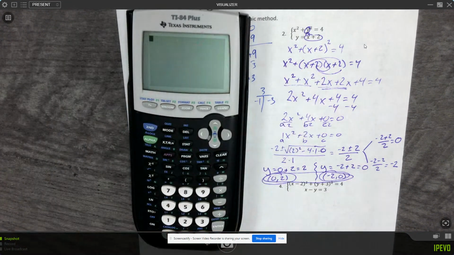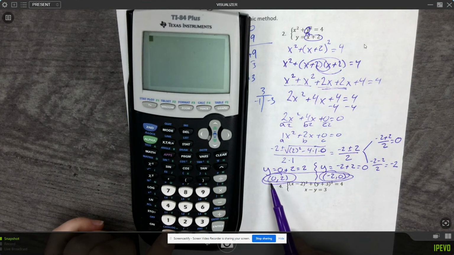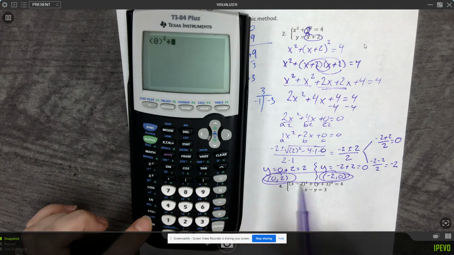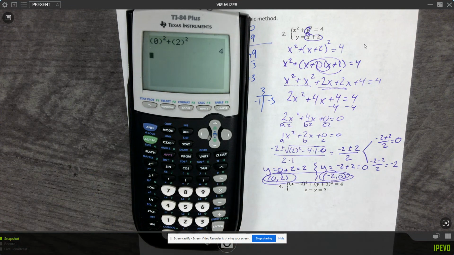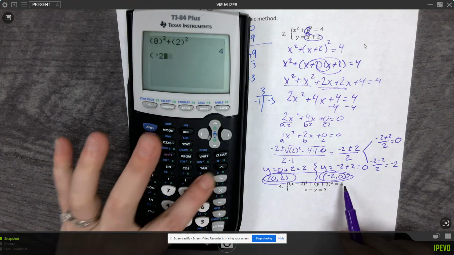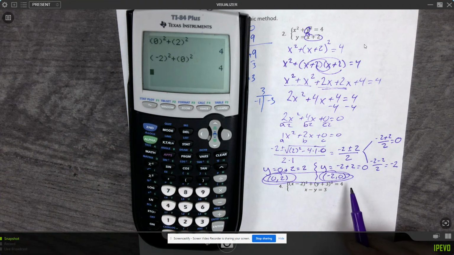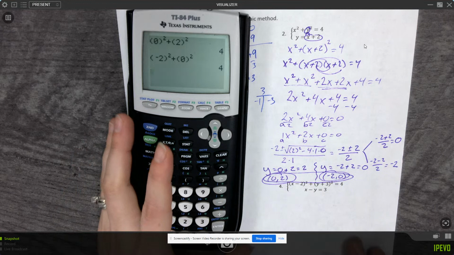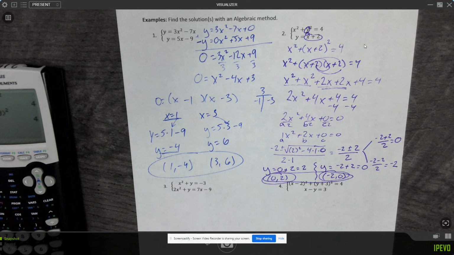I don't really need to check the second one because that's where I got that answer from. You can check it in the top one. Do 0 squared plus your y value, which is 2 squared. It equals 4. Good job. That is a solution. Now check your other one. Plug in your x value squared plus plug in your y value squared also equals 4. Good job. That's also a solution. All right, let's go on to number 3.